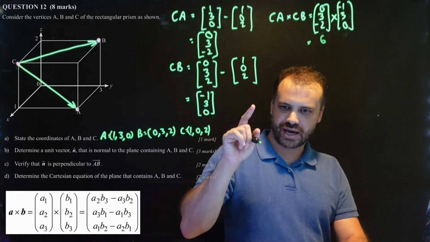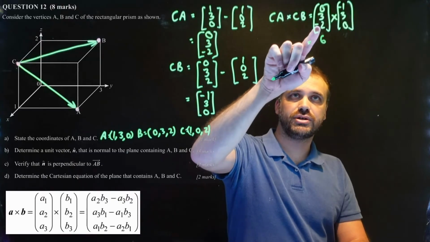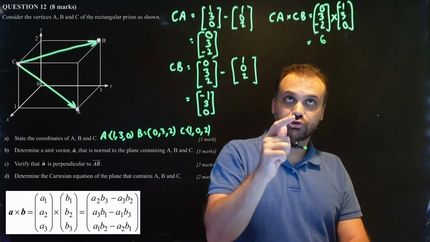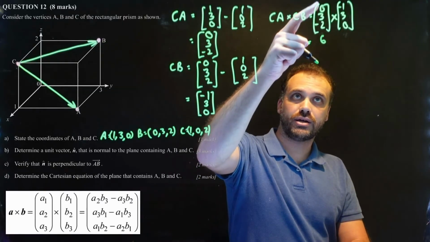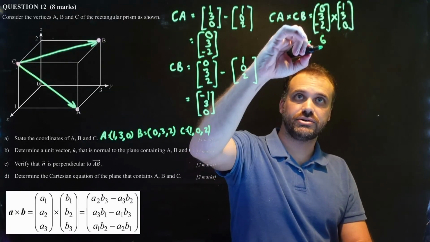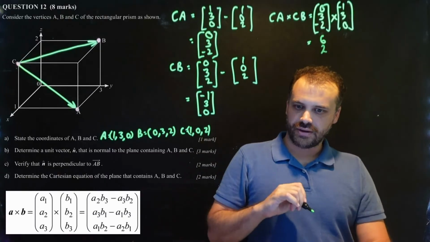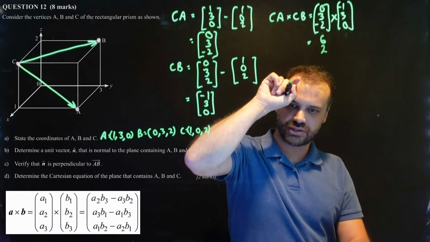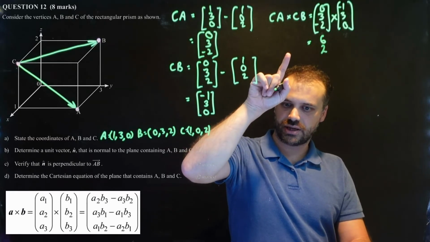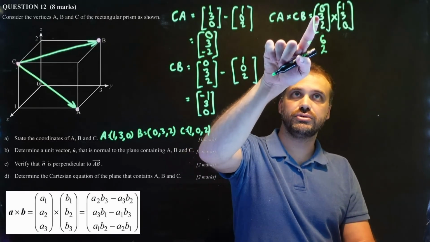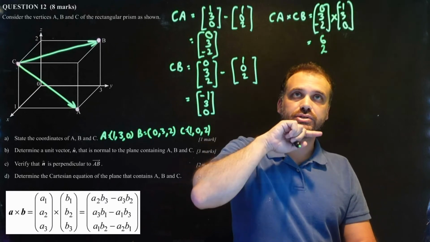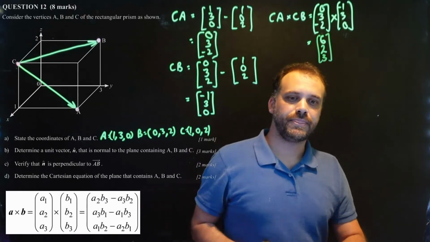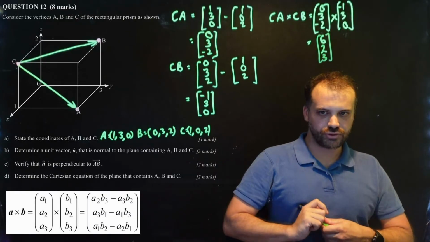Now the next one says A3 times B1, so negative 2 times negative 1, that's 2. And then subtract A1 B3. All right, so that's 0, so then that's just 2. And then the last step is A1 B2, so 0 times 3, which is 0, minus A2 times B1. So minus 3, which is 3.